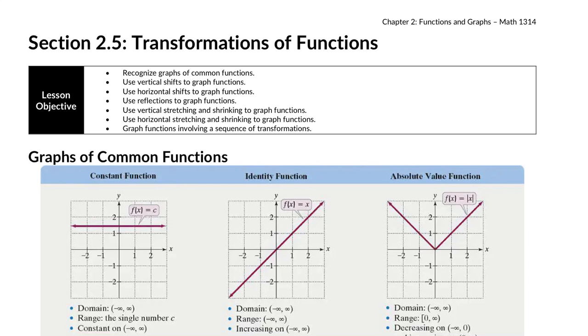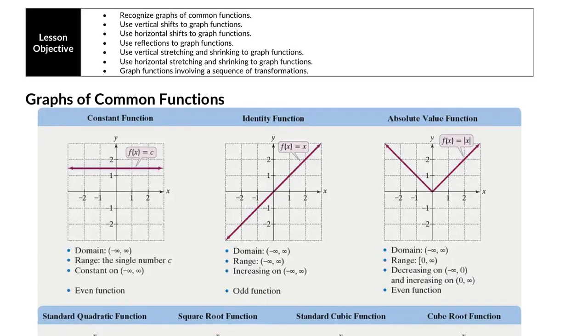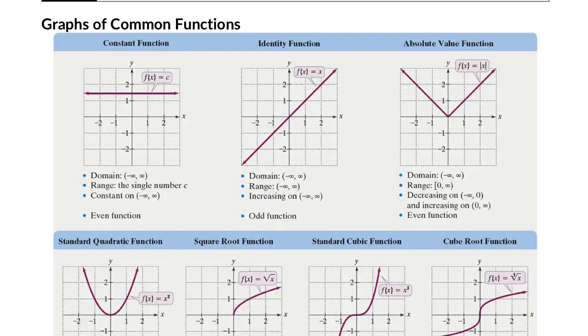So transformations of functions is really pretty simple if we can recognize parent functions, or the graphs of these common functions. So we just played the name that function game. This is a constant function. It's called constant because it never changes. Its range is a single number, but its domain is all real numbers.